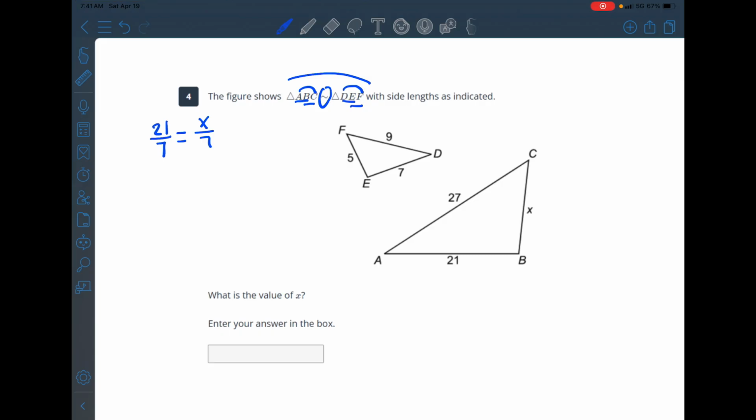It can skip angles. It's going back to the first one. Okay, so now we have to do our multiplication. 7 times x is 7x. And then 21 times 7 is 147. And then we're going to divide by 7 here. And you get x equals 21.